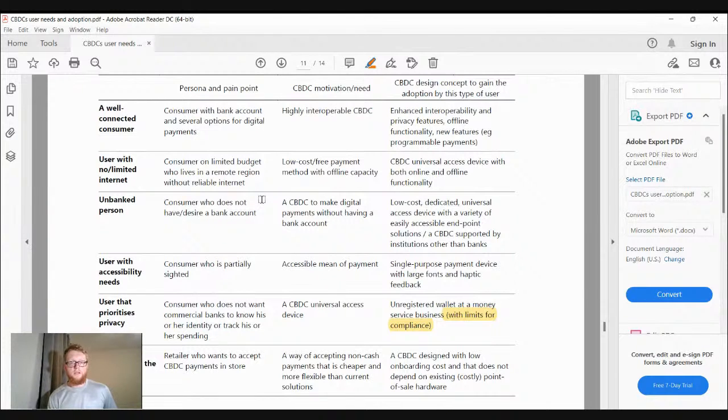And so they say that the use case or the motivation for a CBDC in that case would be a highly interoperable CBDC. Basically, you could use it interchangeably with pretty much anywhere in the system you would want, whether or not that CBDC system runs parallel to traditional finance, and how interoperable, how well those systems can operate together or connect in general, right? And so the design concept that they bring from that is enhanced interoperability and privacy features, offline functionality, and new features.